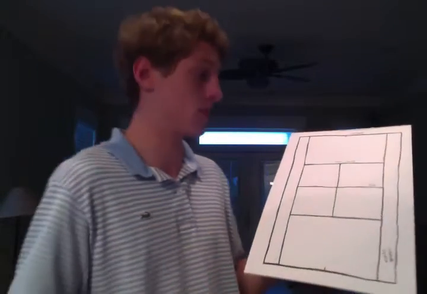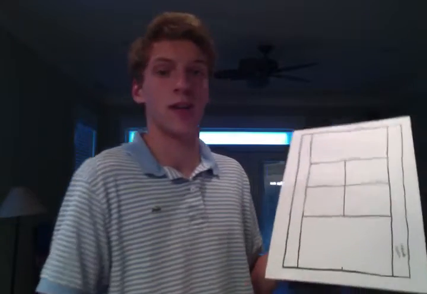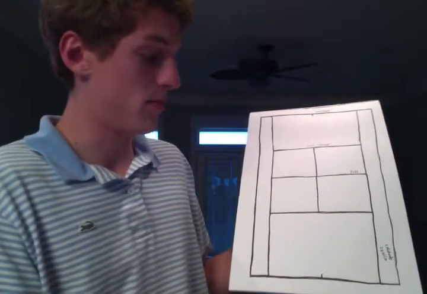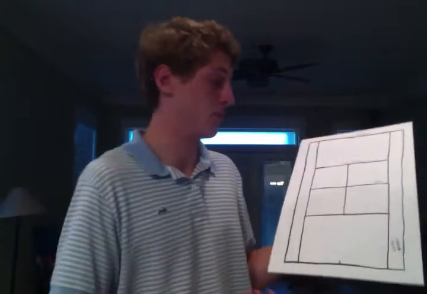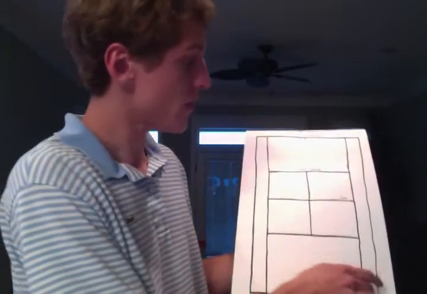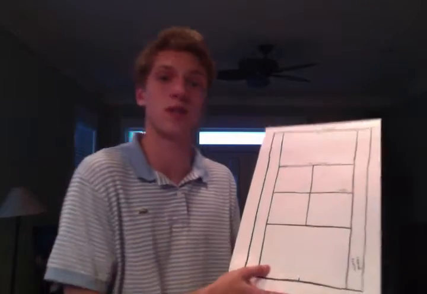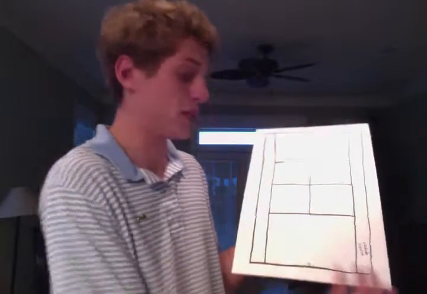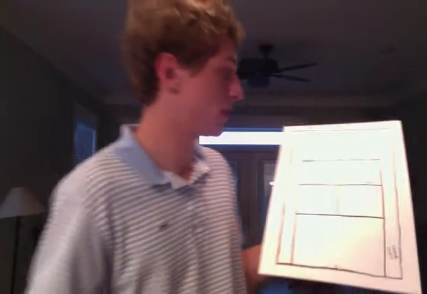Then we have the baseline. We have the baseline at the top and the bottom. This is where you'll be standing to either return or serve. And it's basically just another boundary. If you hit the ball out past the line, then it's out and you lose the point. Then right here we have the doubles alleys, which you don't use unless you're playing doubles, and it just serves as another boundary. It gives you extra space to play doubles.